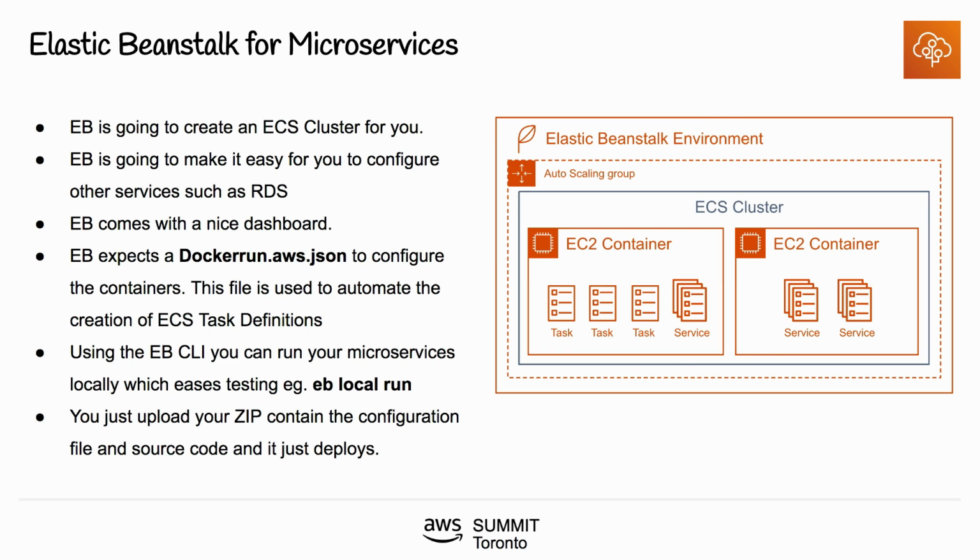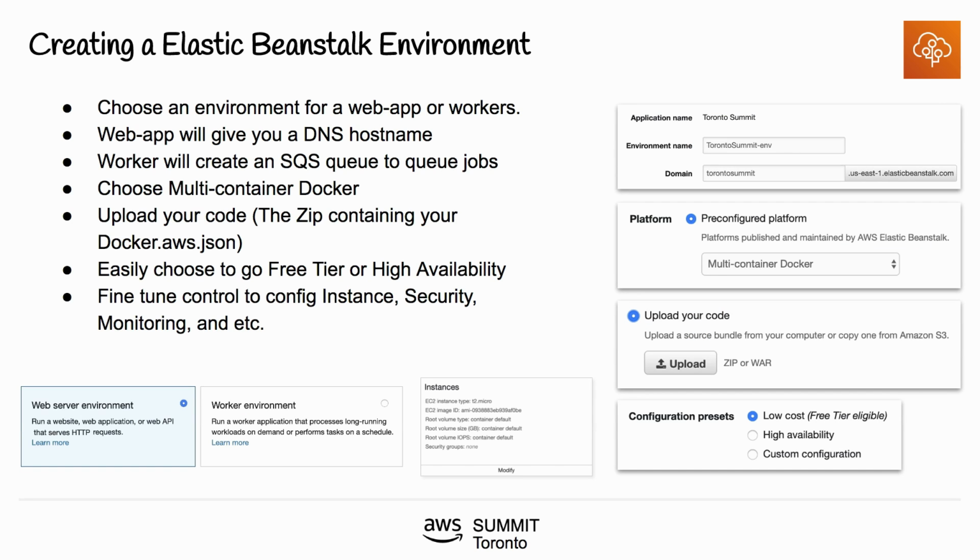So in order to create that Elastic Beanstalk environment, you're going to choose the environment, and you have two options. You can choose web server environment or worker environment. Web server, if you choose high availability, is going to launch a load balancer for you. It's also going to give you this domain so you can actually access the running web application. And if you have a worker, it's going to launch an SQS queue for you so you can interact with that queue to run background jobs.